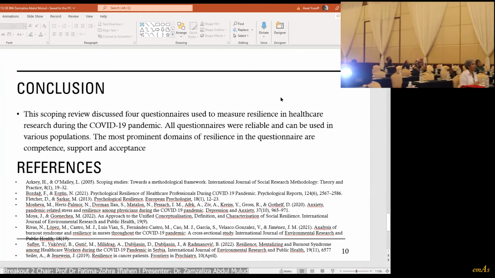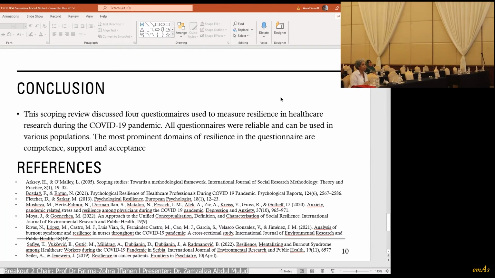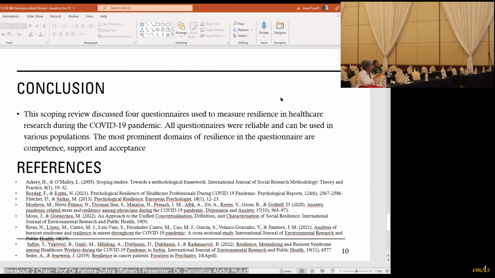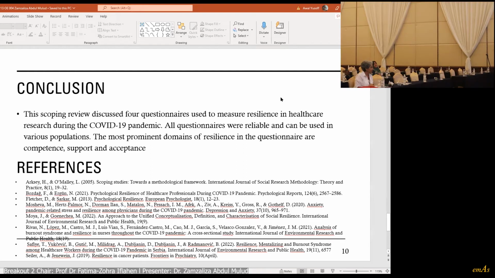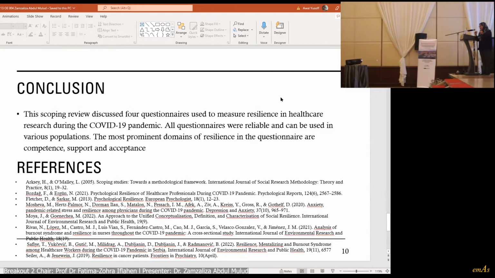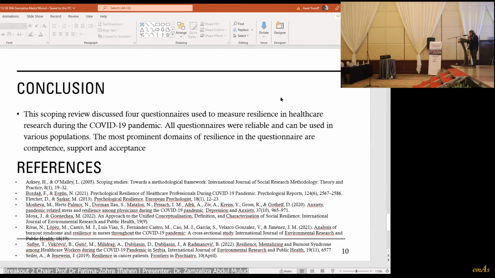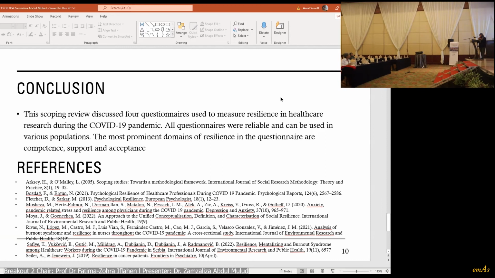I wanted to know if in your target population, you have tried to compare the results between the different age groups. No, we don't have inclusion criteria for age group because we just want to know what studies were conducted in healthcare research, either among healthcare workers or patients. So there's no age group.